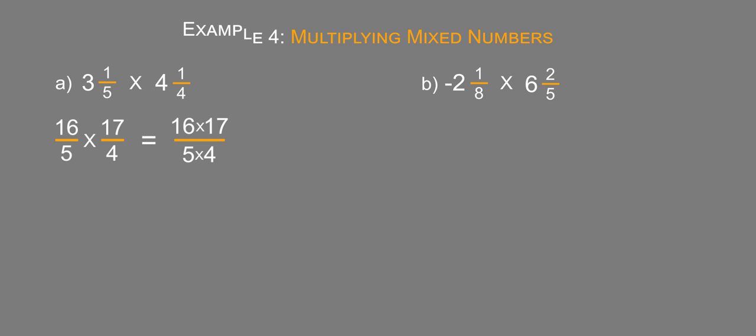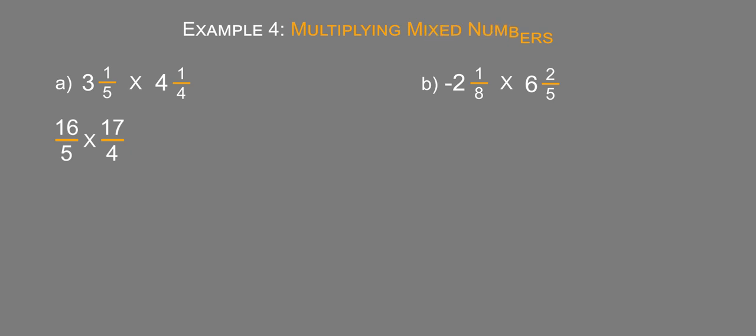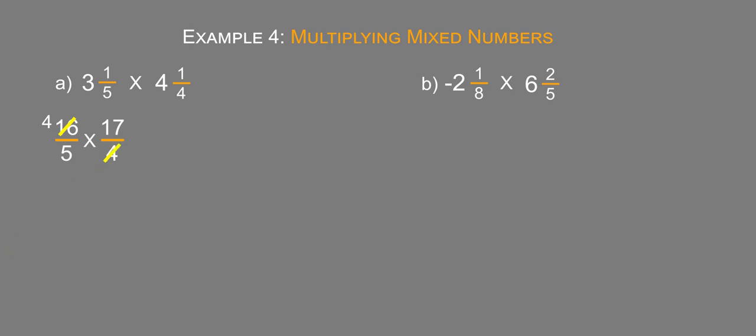Now what I'm going to do is take a step back and use a trick that will make this a little simpler. If we have, on top of one and on bottom of another, so numerator of one and denominator of the other, values that have a common factor, we can go ahead and factor out that common factor and cancel it before we multiply. So 16 and 4 share a common factor of 4. So 16 divided by 4 is 4, and 4 divided by 4 is 1.